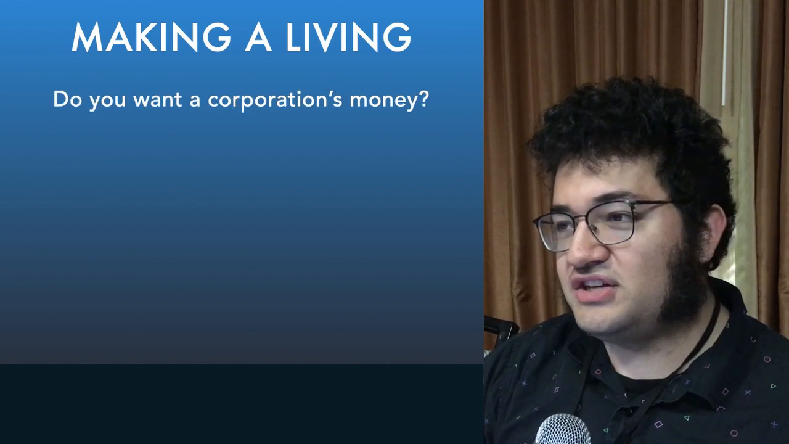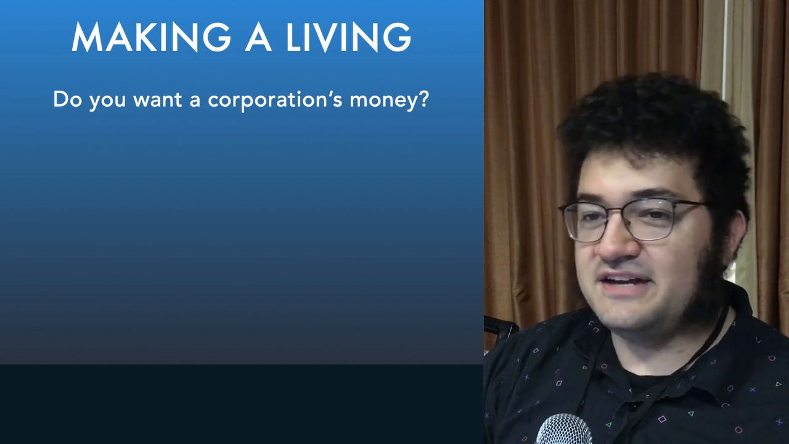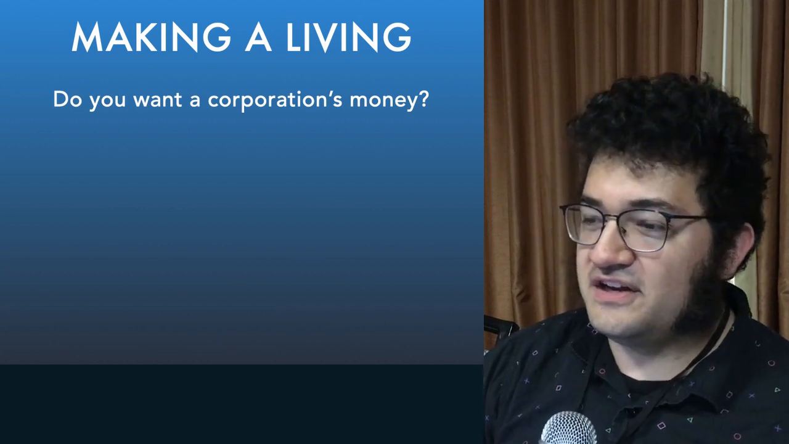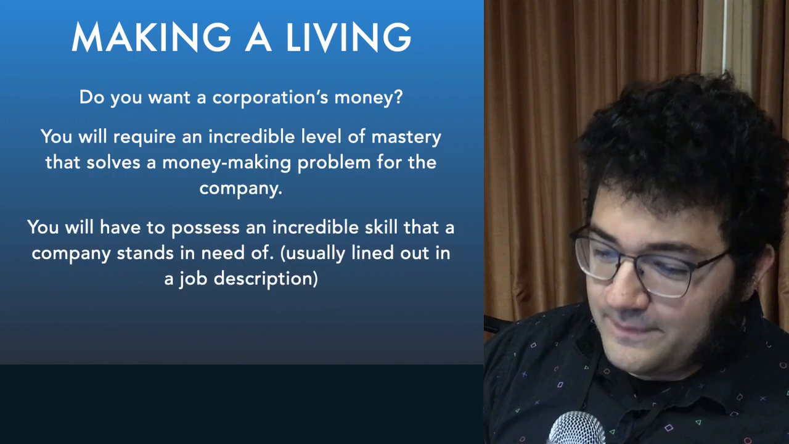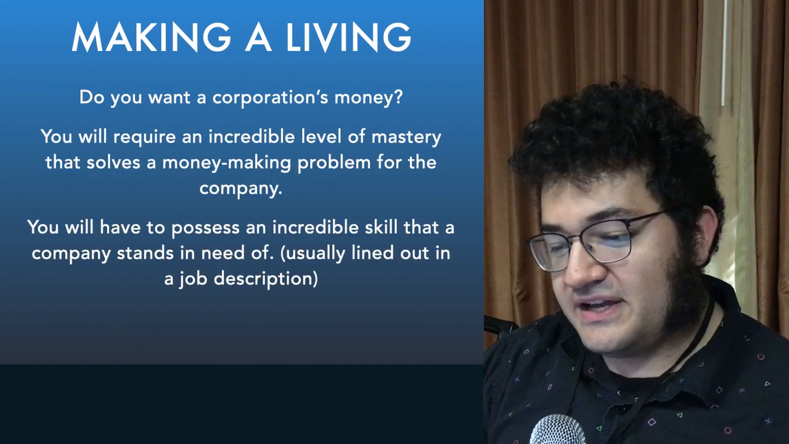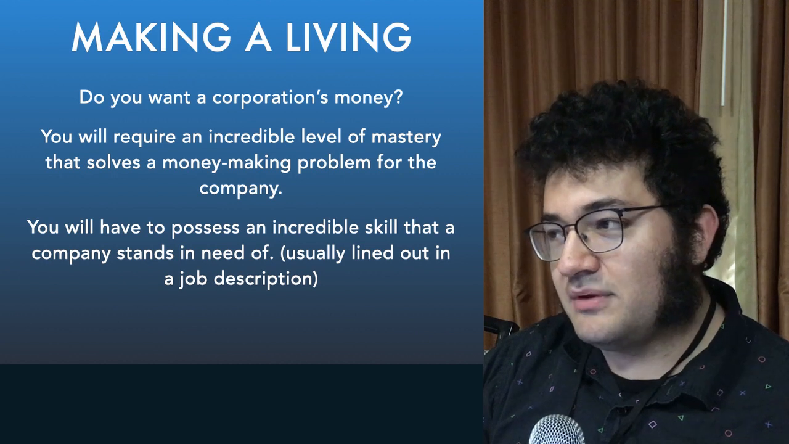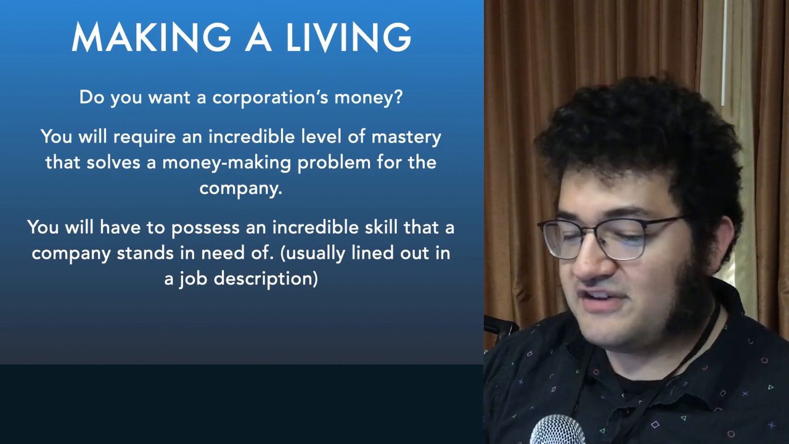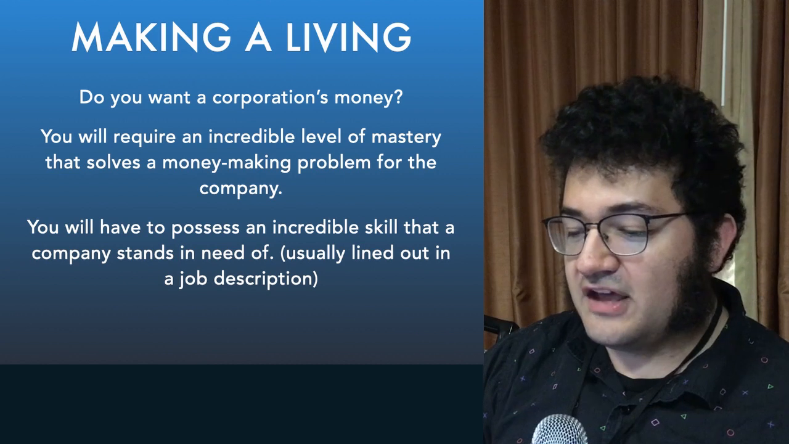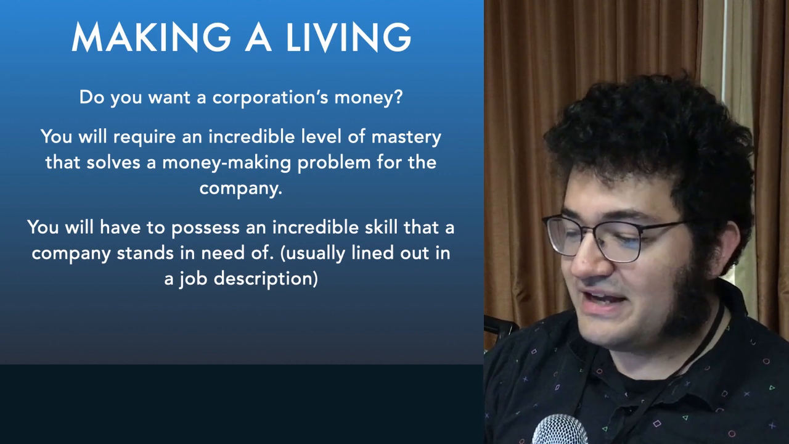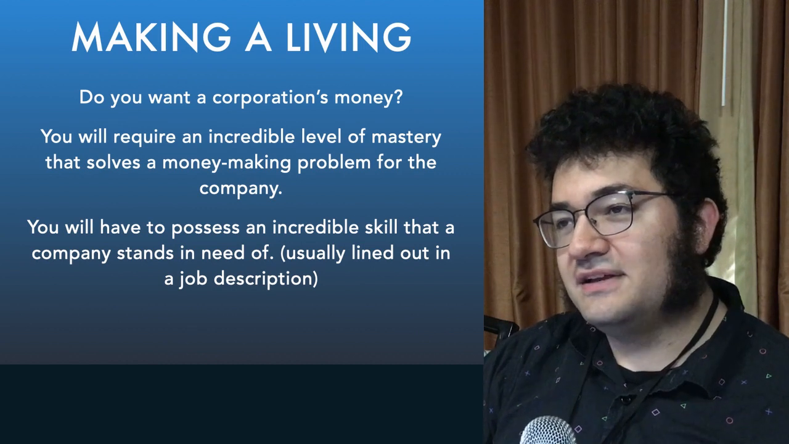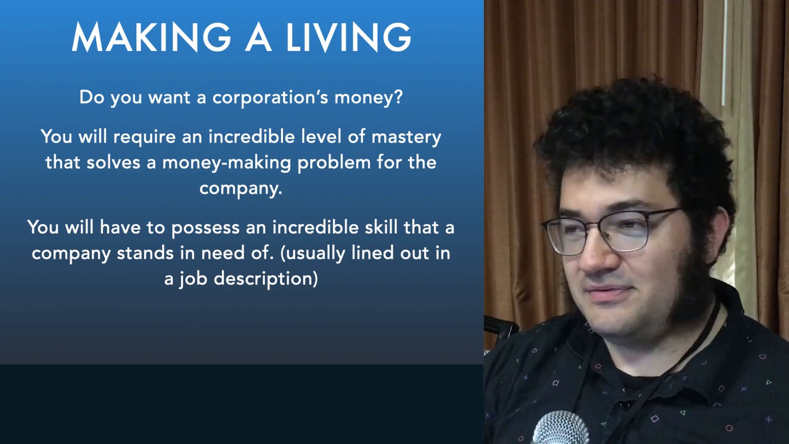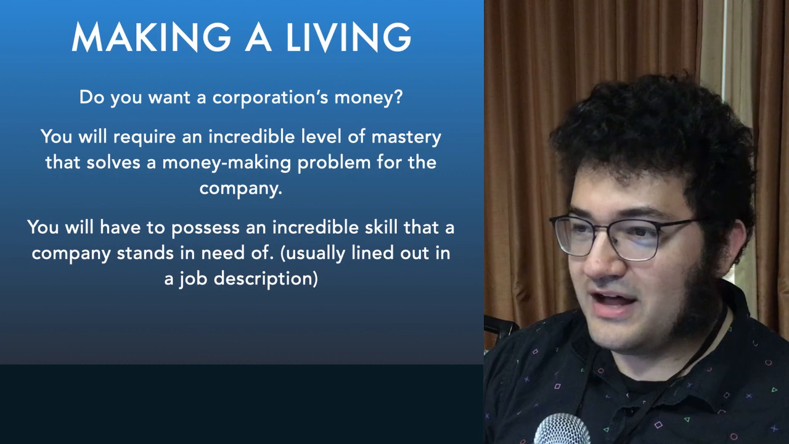If you're after a corporation's money, if you're after a 9-to-5 type job or a 6 or 7 figure contract, you're going to be required to have an incredible level of mastery that solves a money-making problem for that company. You will have to possess an incredible skill that a company stands in need of, and that's usually going to be lined out in a job description. So there again, you'll have a roadmap to making a living in that specific area, but the trick about that, well, we'll talk about that later.